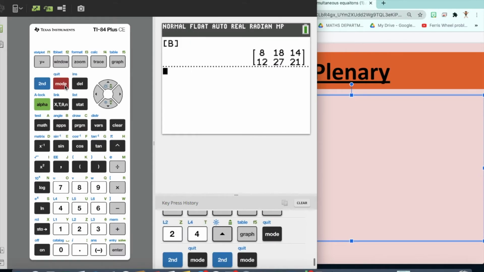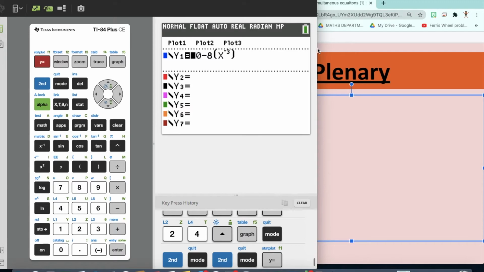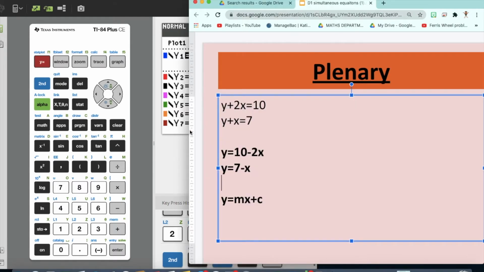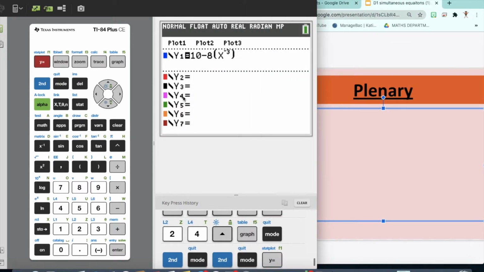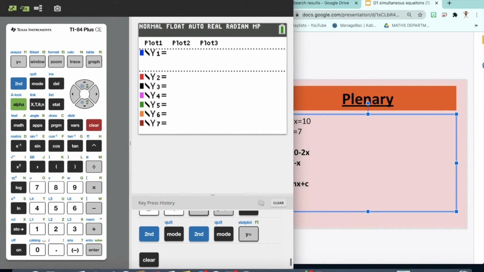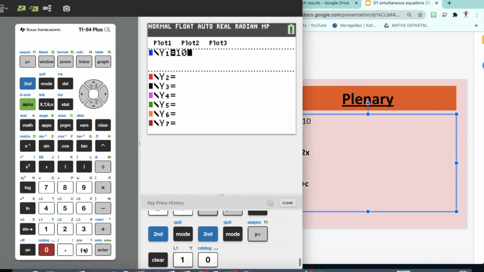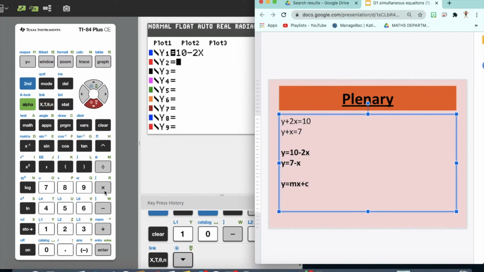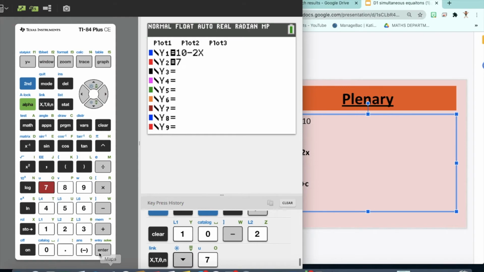So let's quit this menu and press y equals. We're then going to input these two equations into the y equals. The first one we're going to clear, and let's input this in. So we're going to have 10 minus 2x for the first one. Remember we're going to use this minus sign. And then the second one we are going to have 7 minus x. Excellent. So now what we're going to do is graph these.